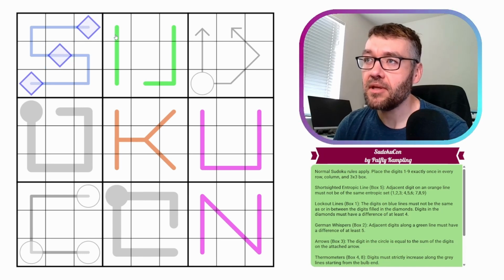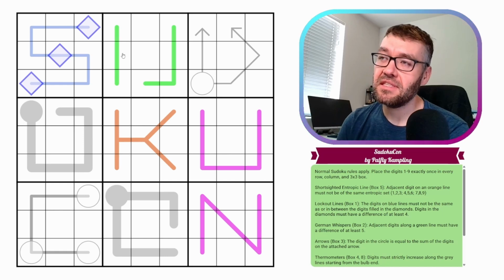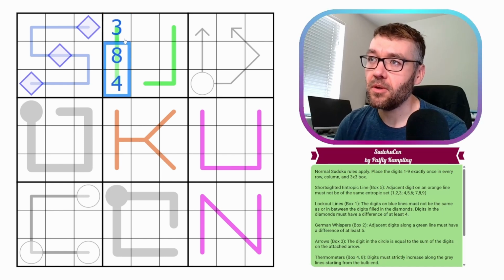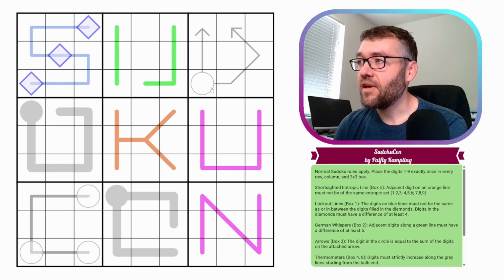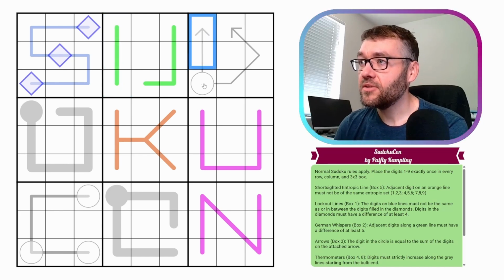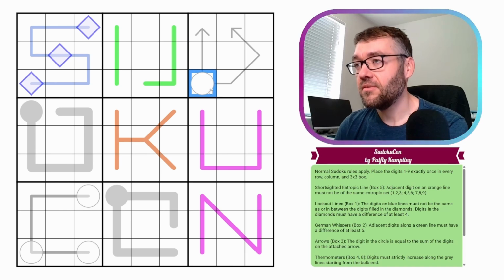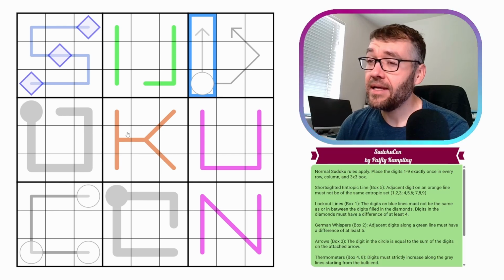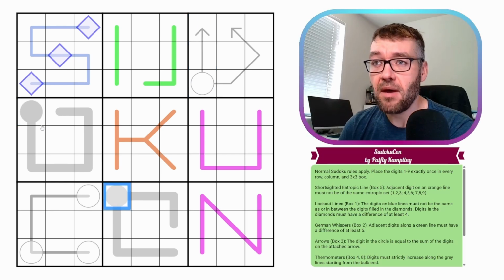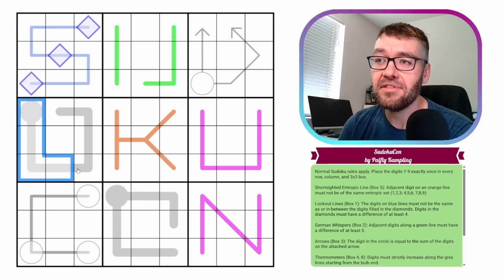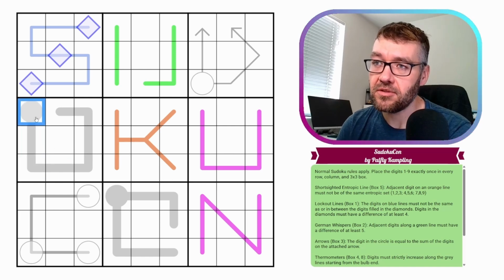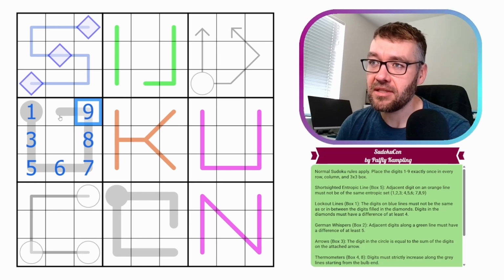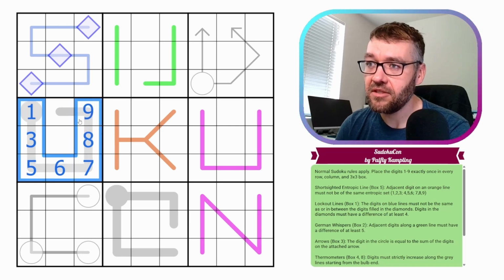In box 2, we have German whisper lines where adjacent digits have to have a difference of at least 5. So if this was an 8, this could be a 3 and a 2, but it couldn't be a 4 because that's only 4 away from 8. In box 3, we have arrows where the digits on the arrows have to sum to the digit in the circle. So if this was a 6, this could be a 4 and a 2, or a 1 and a 5. In box 4 and 8, so this box and this box, we have thermometers where the digits along the thermometer have to increase from the bulb end. So if this was a 1, this could be a 3, 5, 6, 7, 8. Well, it couldn't be this because we wouldn't have a number there, but you get the idea. They just have to increase along the line.